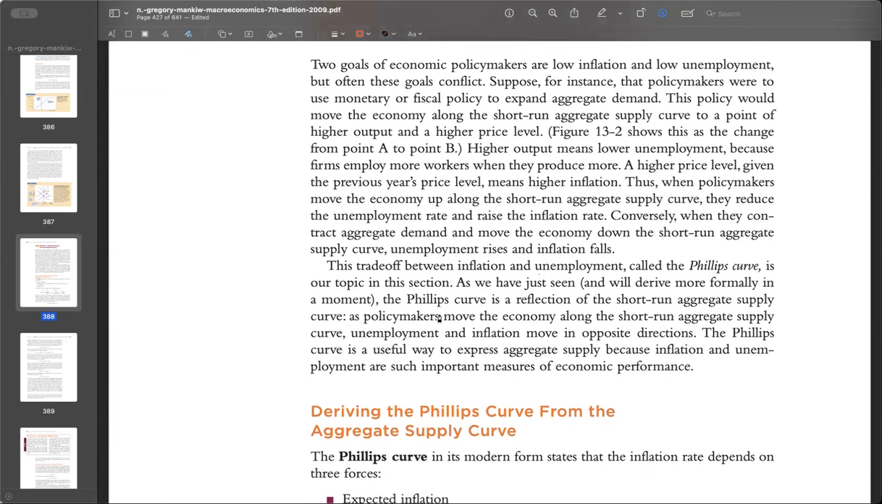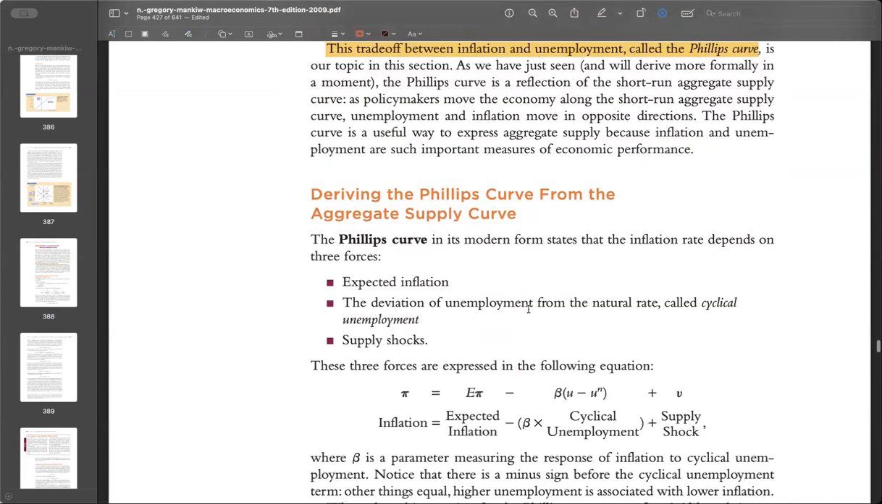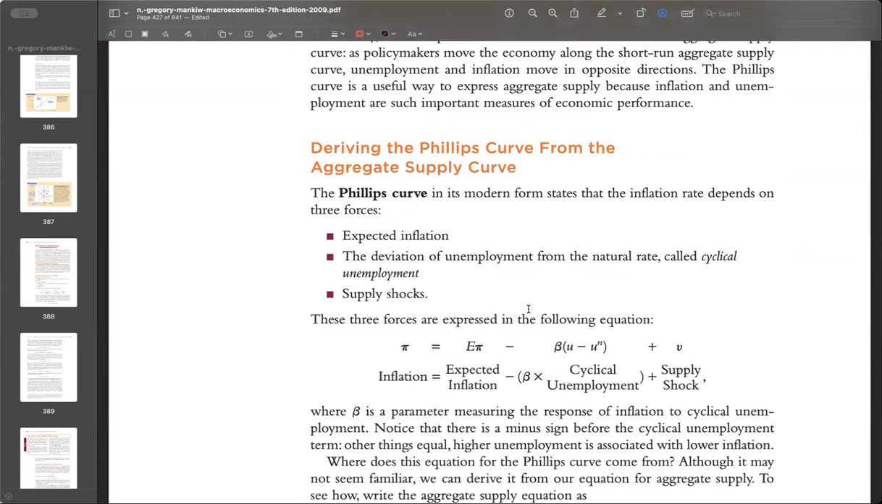Okay. Instead of thinking about it in terms of price levels, you can think about it in terms of changes in inflation, right? And when you are thinking about it in terms of inflation, you are now calling the aggregate supply the Phillips curve. So the Phillips curve is just a reflection of this short run aggregate supply, where instead of focusing on the price level, you are thinking about inflation. So here's the Phillips curve that we're about to think about.